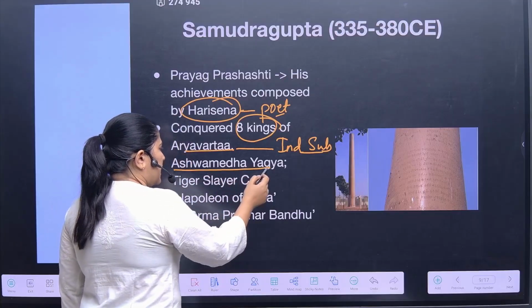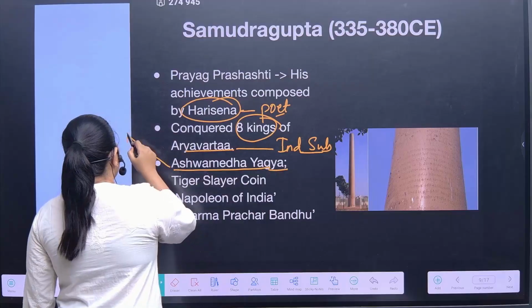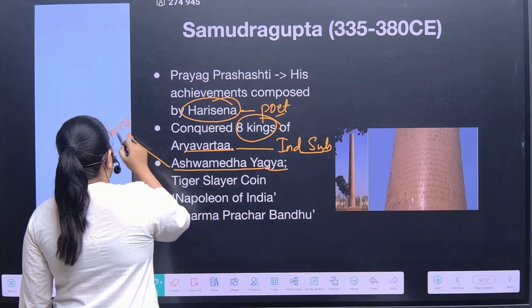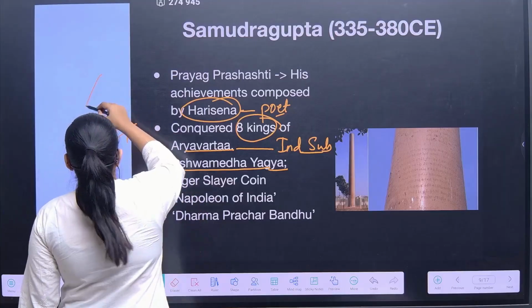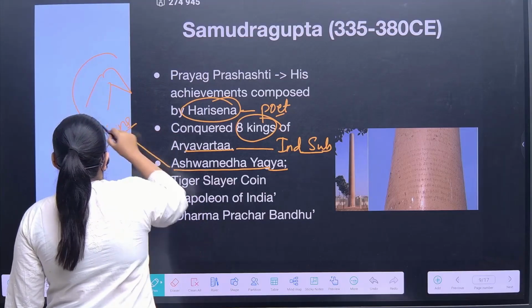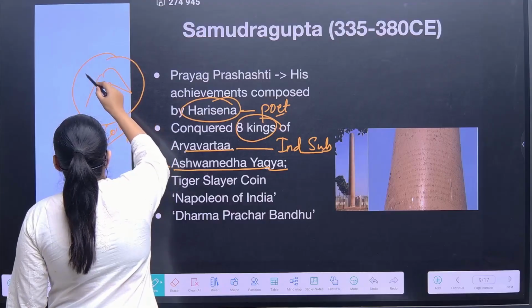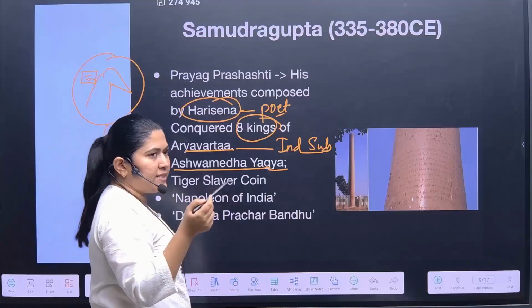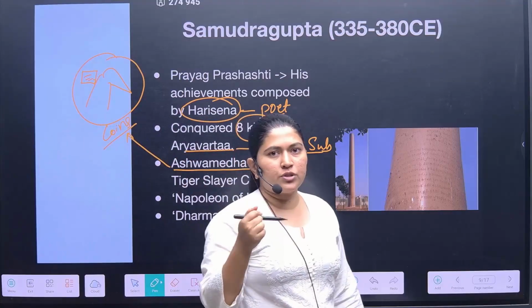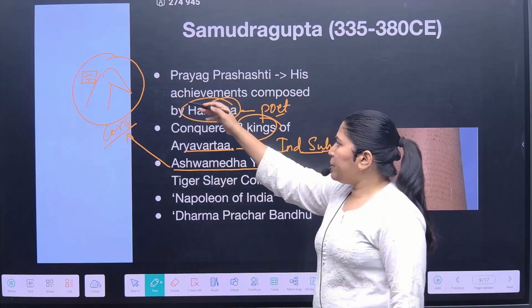Okay, and this Ashwamedh Yajna was being reflected in the coins. Like there would be one horse in the coin, and there would be the declaration of the price. What is the price if anyone gets this horse? So this was being depicted on the coin.